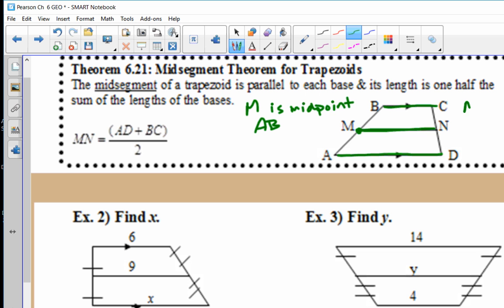And N is the midpoint of CD. Okay. Let's make this official. Okay. So kind of like the midpoint, I would take what AD is, whatever the measurement of the length is, and add it to BC, and then divide that by 2, and that gets me the length of MN. So that's kind of what this theorem is saying.